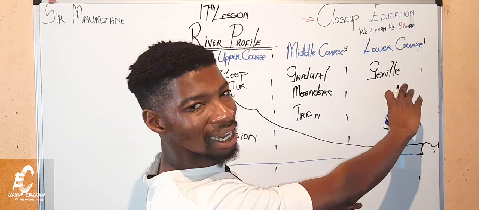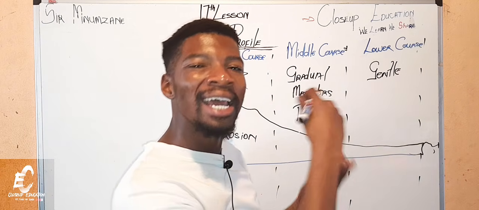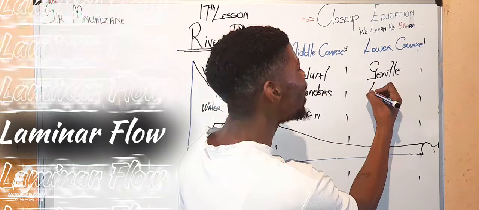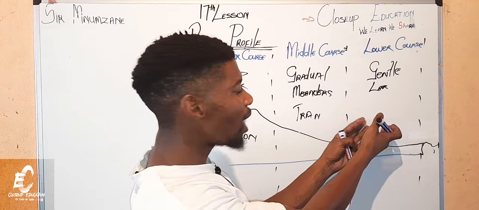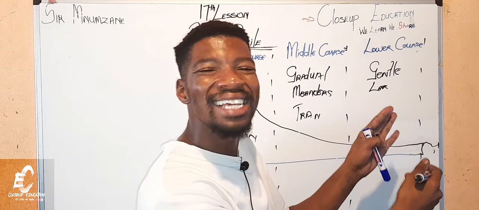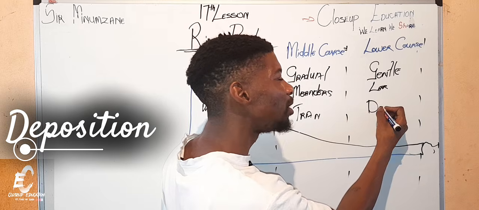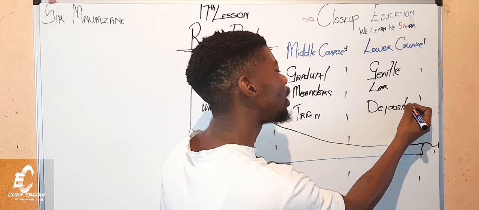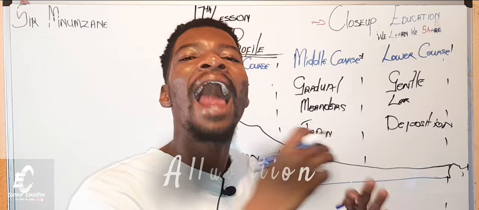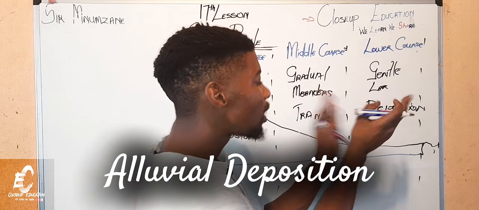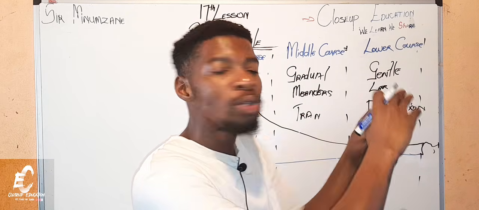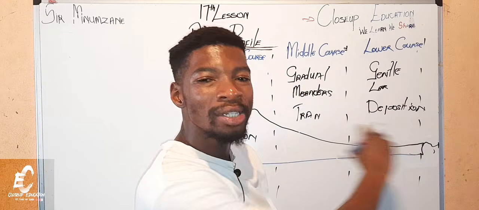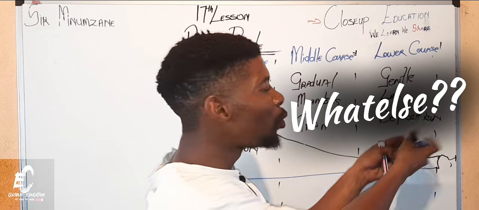So it becomes gentle, meaning the flow of the river discharge is a laminar flow. And what else do we know? It is associated with deposition and no longer erosion. They usually say alluvium deposition. So there's a lot of deposition. When they say alluvium, they mean all the sediments collected throughout the course of the river.